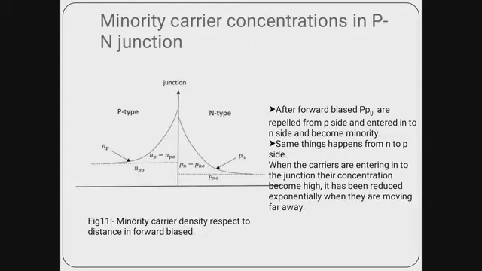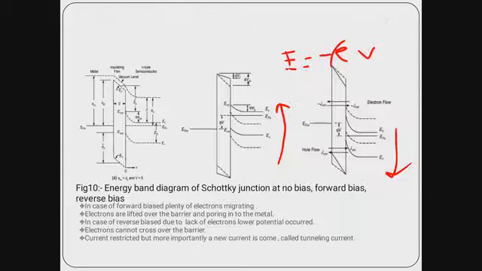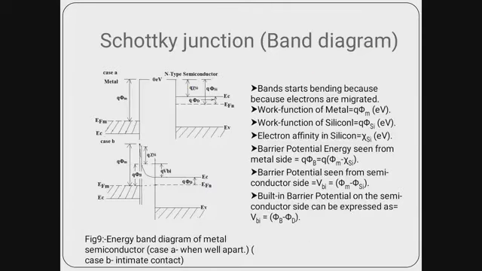Okay, before discussing this slide, I want to discuss electron affinity and work function. So what is work function? It is denoted here by phi. In case of metal, this is phi of M. In case of semiconductor, this is phi of Si, silicon. The work function is the minimum energy required to move an electron from a material to the vacuum level.